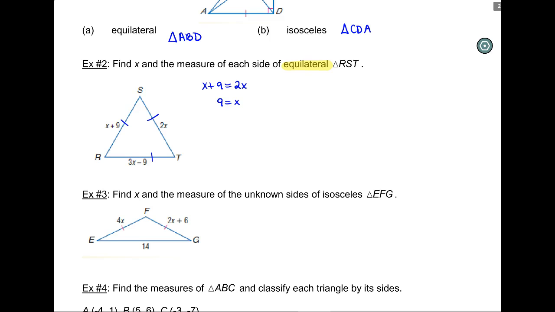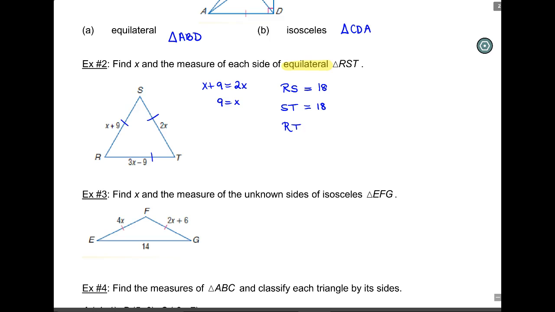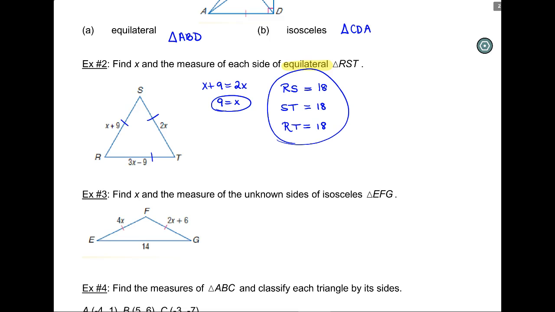Okay, now find the measure of each side. Remember, when we write down the 2 capital letters without anything above it, that means the length of the segment or the measure of it. So what would RS be? 18. That means ST is 18 and RT is 18. So we don't really need to do any work for those.